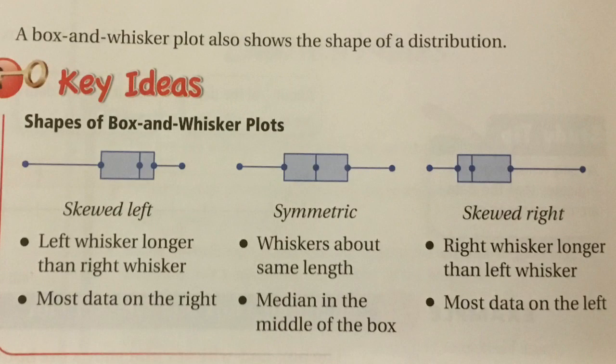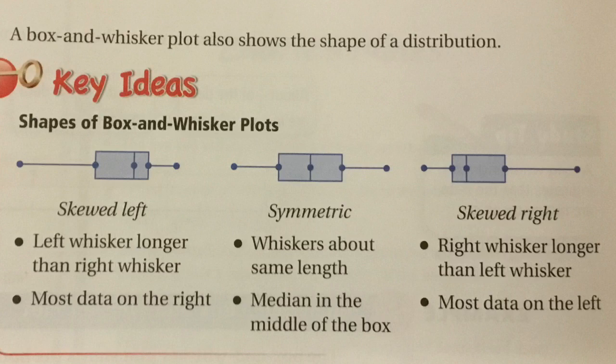The picture here is from the top of page 462 in your book. Just as in Monday's lesson where we talked about the shapes of dot plots and histograms, you can also describe the shapes of box and whisker plots. With the dot plots and the histograms on Monday, we talked about the tail, and we said it was skewed whichever way the tail went.